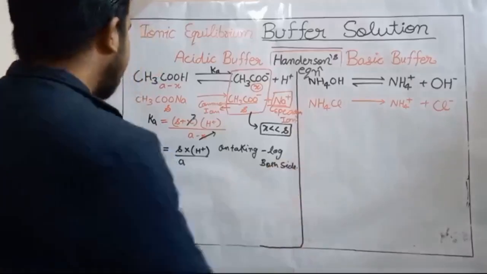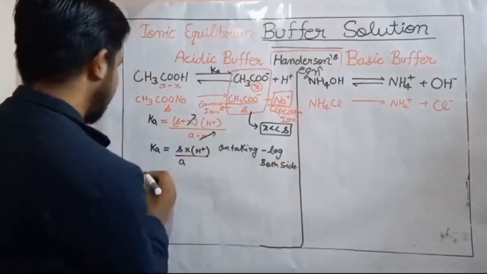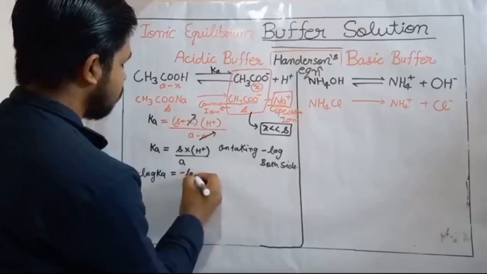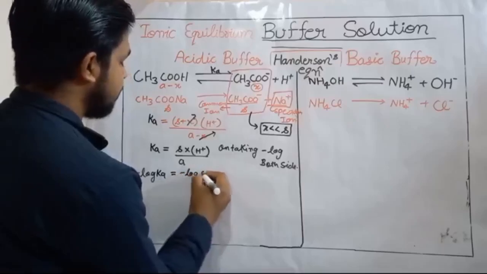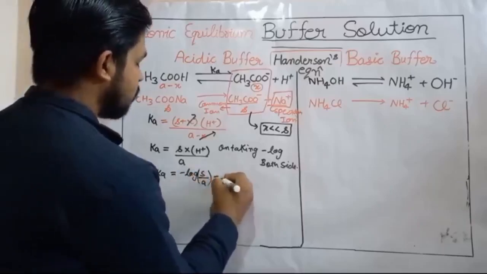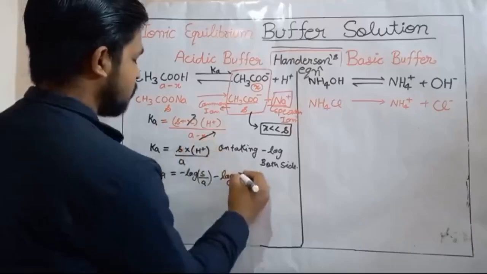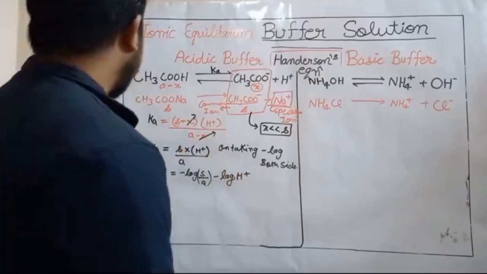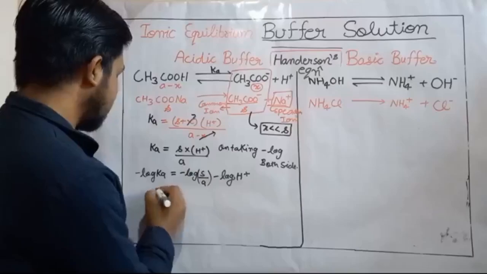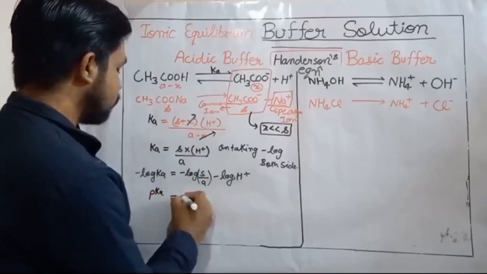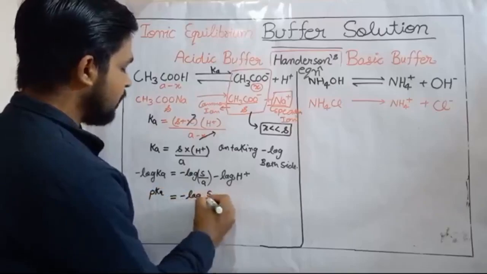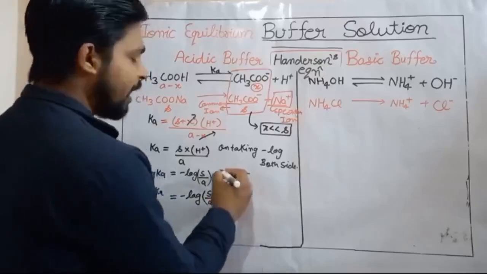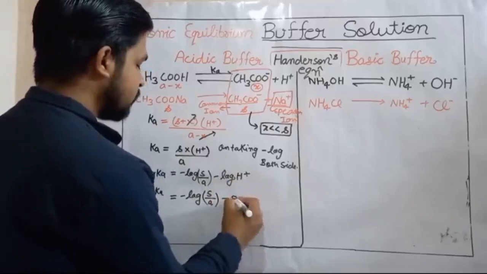Okay student, if we take minus log on both sides, minus log K equals minus log salt by acid concentration minus log H plus. We already know that minus log K is written as pK, which is equal to minus log salt by acid concentration, and minus log H plus is written as minus pH.